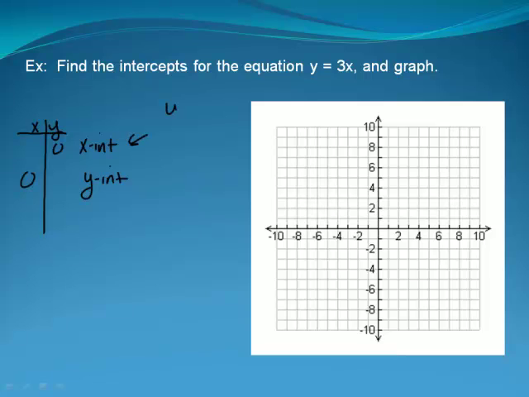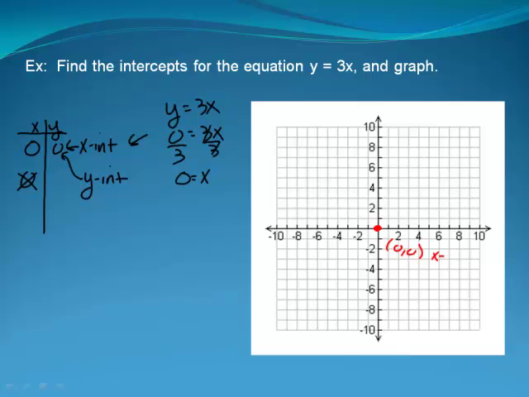If you let y be equal to 0 to try to find your x-intercept, you get 0 equals 3 times x. And if you try to solve for x by dividing by 3, you find that x is equal to 0, because 0 divided by anything except 0 is 0. So in this case, this equation goes through 0, 0, which is both the x and the y-intercept. So we don't need to do this because this point right here takes care of crossing both the x and y axis at the origin.